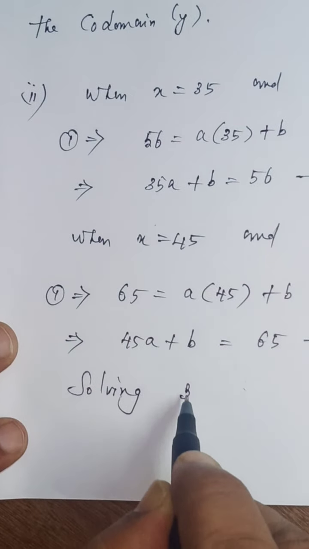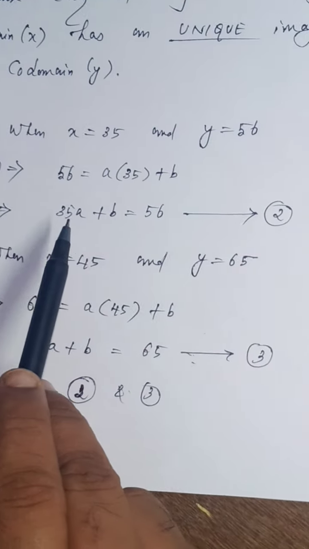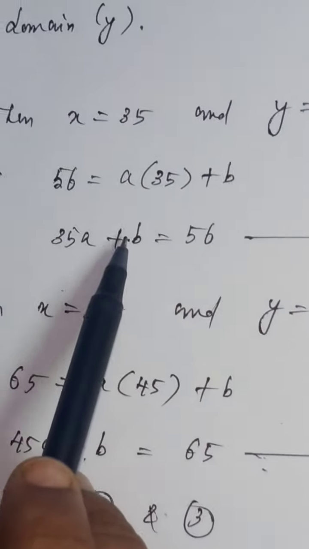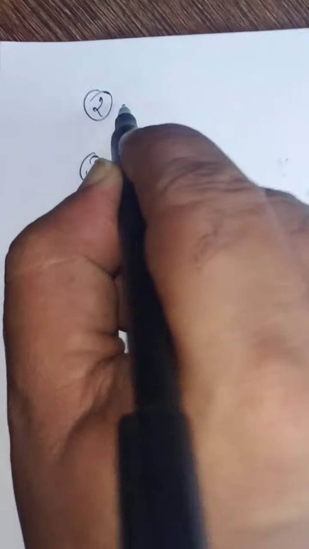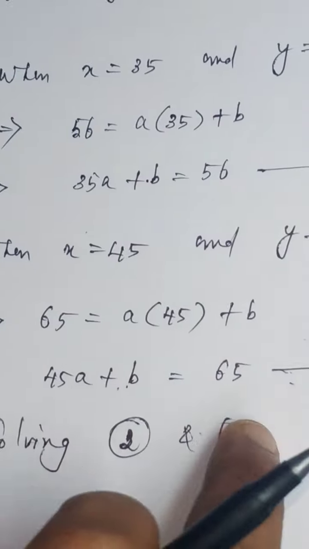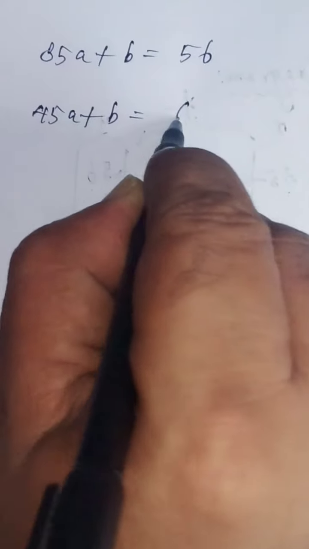Solving equation 2 and 3. Can eliminate either a or b. I am going to eliminate b first because the coefficients of b are equal. Look at that, 1b, 1b. So write the equations 2 and 3 as it is. Second equation: 35a plus b equals 56. And equation number 3 is 45a plus b equals 65.